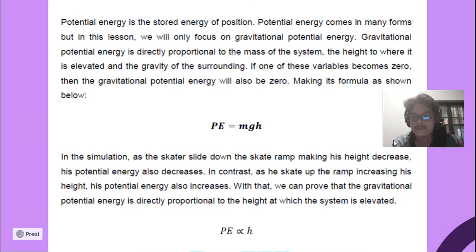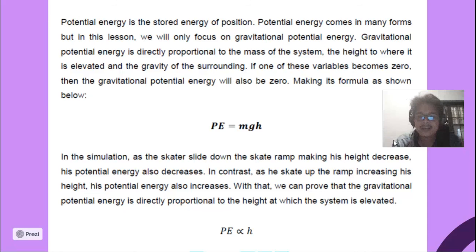So let's explain in view of the simulation. In the simulation, as the skater slides down the skate ramp, making its height decrease, his potential energy also decreases. As you can see, napapansin nyo sa height sa ating virtual lab, as the height goes lesser, or bumababa yung height, the potential energy also decreases. So they are directly proportional to each other. As you can see here, sa ating proportionality, PE is directly proportional to the height.